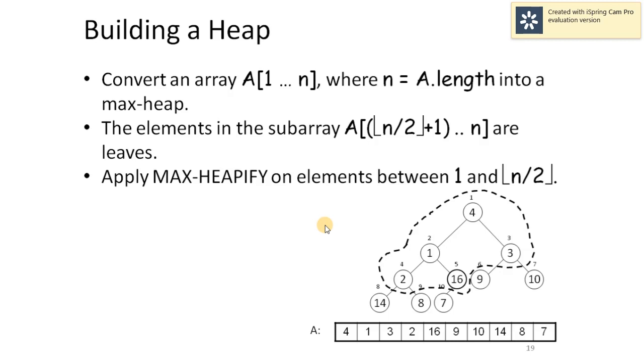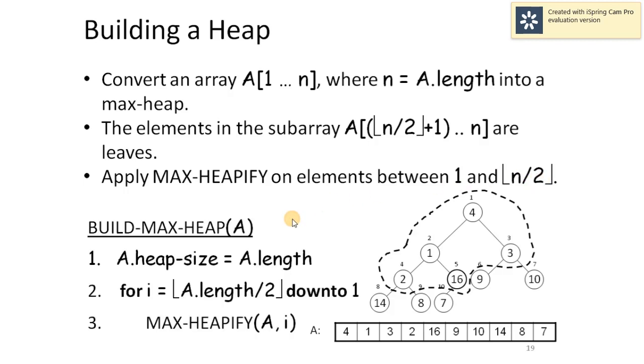Next, since they are leaf nodes, we have to do nothing with them, but we have to call the max heapify function on all the remaining non-leaf nodes, that is, internal nodes. So we have to apply max heapify on all the elements ranging from index position 1 to n by 2. If I write down the algorithm, we will have something like this.